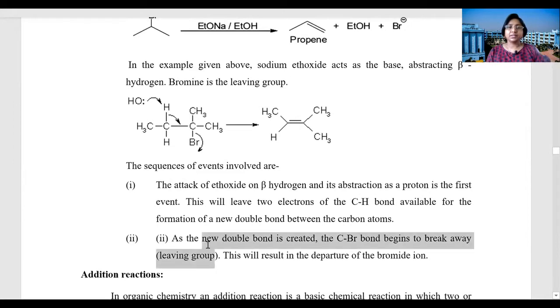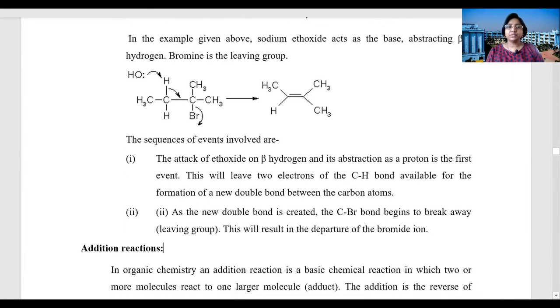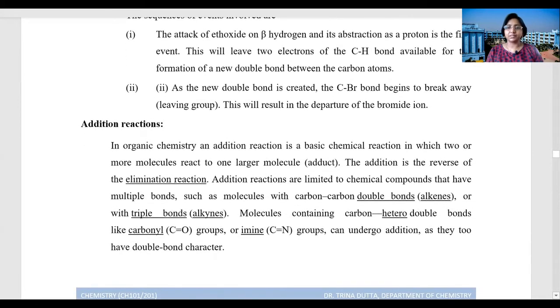Second, as the new double bond is created, the C-Br bond begins to break away, the leaving group. This will result in the departure of the bromide ion. So here we are getting HBr left. In the previous reaction we have seen that H2O is eliminated, and here the HBr molecule left. So here the bromine is left as the double bond is formed. So you have understood the different types of elimination reactions.